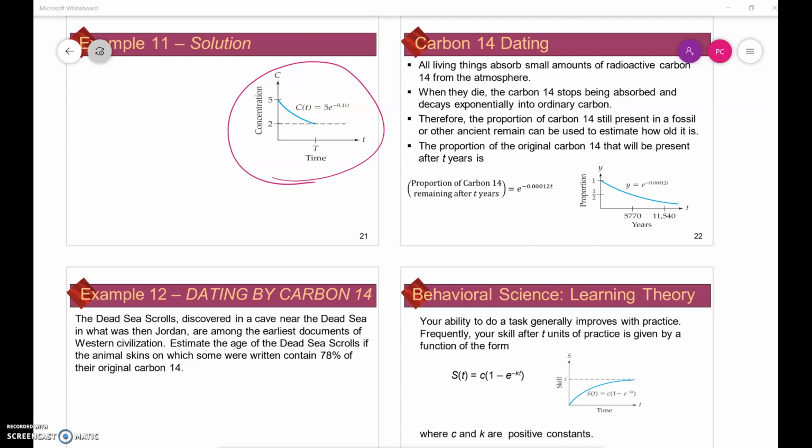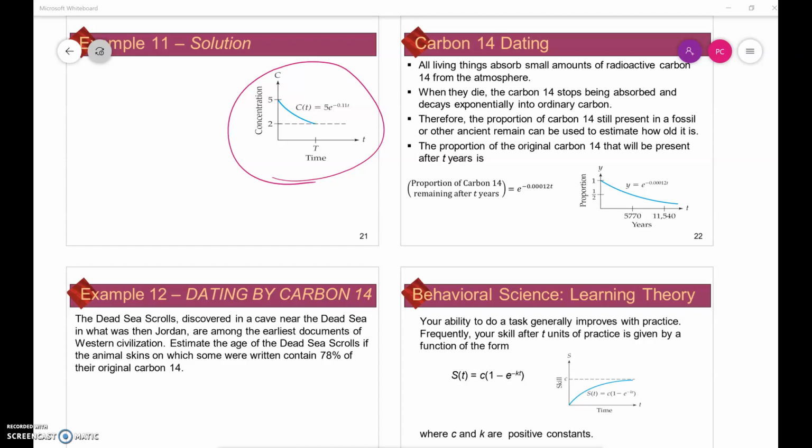All things absorb small amounts of radioactive carbon-14 from the atmosphere. And when they die, the carbon-14 stops being absorbed and decays exponentially into ordinary carbon. So what we can see is that the portion of carbon-14 still present in a fossil or other ancient remain can then be used to estimate how old it is.